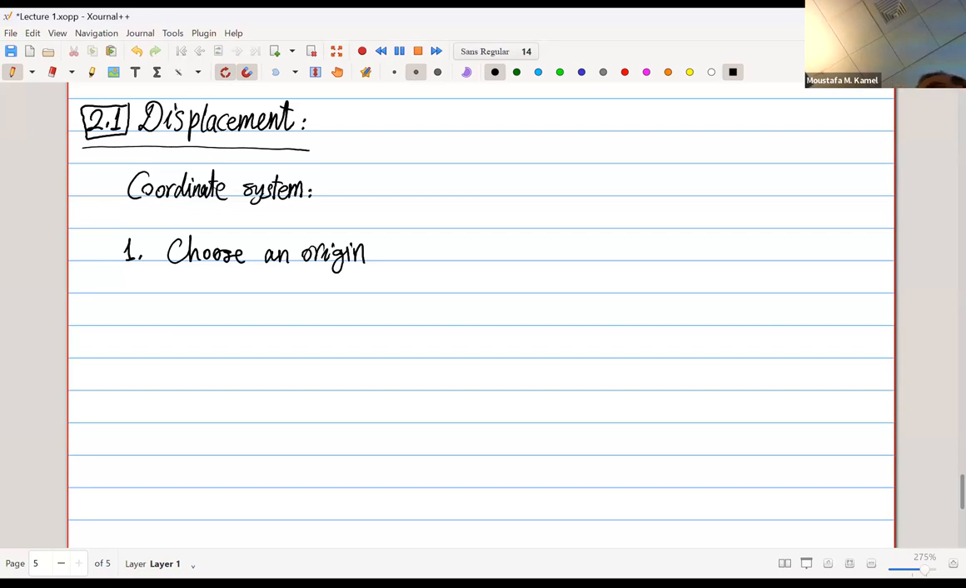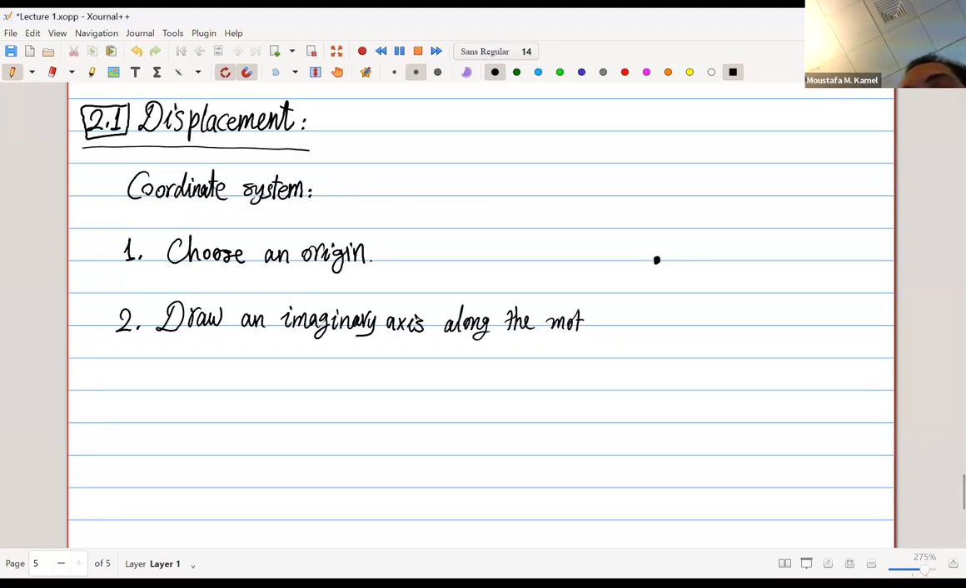Okay. So choose an origin. This will be your fixed point. Okay. So let's say I pick a point here and say this is my origin. Then draw an imaginary axis along the motion of the object studied.